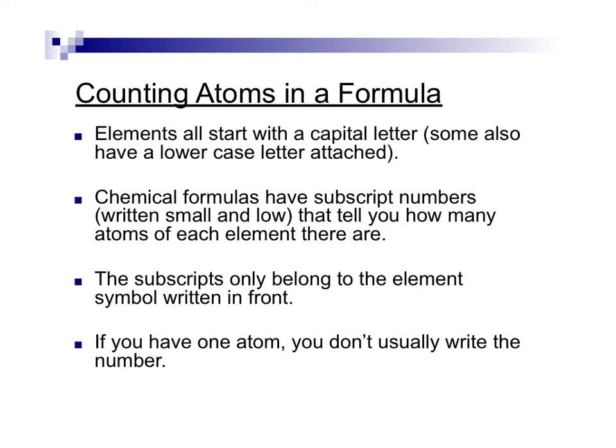Also, chemical formulas may have what are called subscript numbers, numbers that are written small and low after the chemical formula. That tells you how many atoms of that particular element there are in the compound. These subscript numbers only belong to the element symbol that's written in front, not the element that's written behind them. If you only have one atom of a particular element, we don't typically write a subscript number. If there's no number there, there's actually a little invisible 1 there.